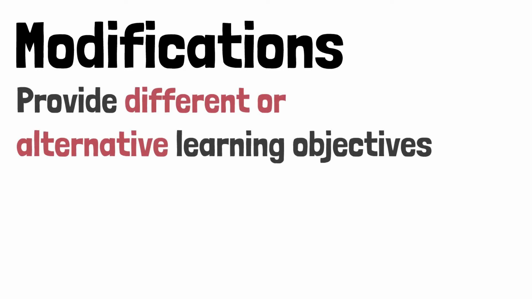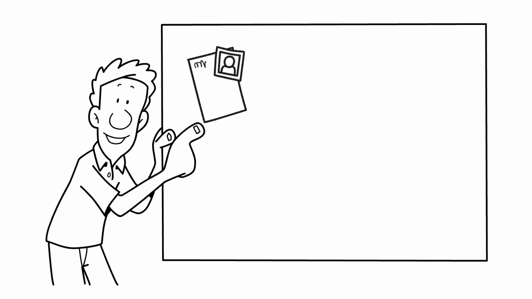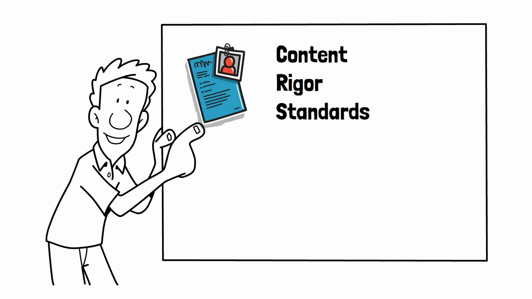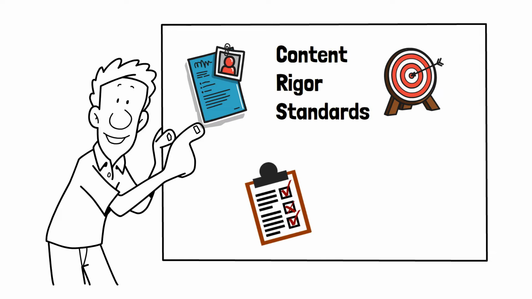Modifications provide different or alternative learning objectives for the student. This may change the curriculum that is presented to the students, so changes might occur to the content, rigor, or standards for the learning objective. Before making modifications, teachers should exhaust accommodation possibilities.